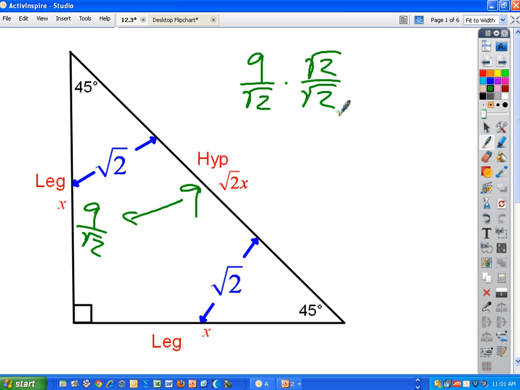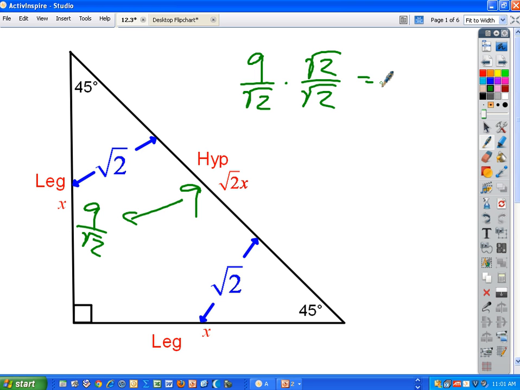When we multiply by a fraction like this, where the numerator and the denominator are equal, what's the value of that fraction? 1. Yeah. 100 divided by 100, 1. A million divided by a million, 1. The square root of 2 divided by the square root of 2, 1. So I'm multiplying my original answer by 1, which means I'm not changing the value. I'm leaving the answer the same. I'm just changing the way it looks. I'm just getting the square root off of the bottom.